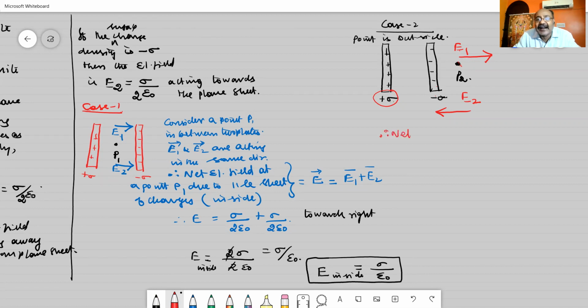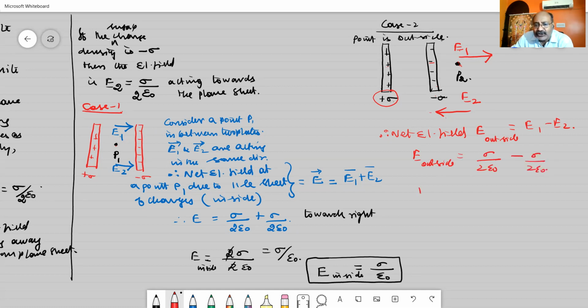Therefore, what is the net electric field? The net electrical field is parallel. What is the net electrical field E? The net electrical field E at a point outside is equal to, see, both are in opposite directions. So I have to write E1 minus E2. So the net electrical field E outside is equal to sigma by 2 epsilon 0 minus sigma by 2 epsilon 0. So the net electrical field at a point outside the plane sheets of charges is equal to 0. So I can write the electrical field E outside the plates is 0 and in between the two plates is sigma by epsilon 0.